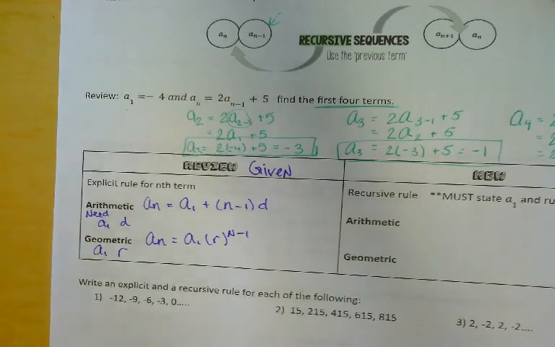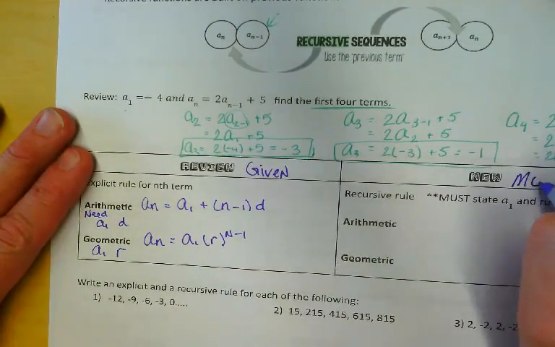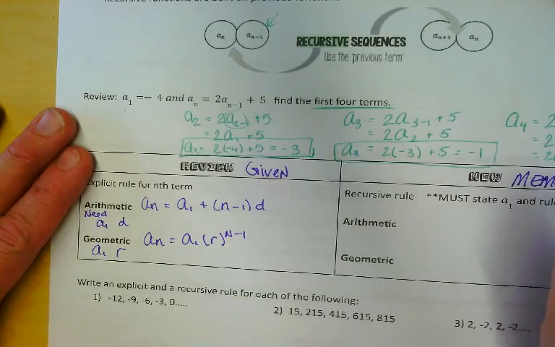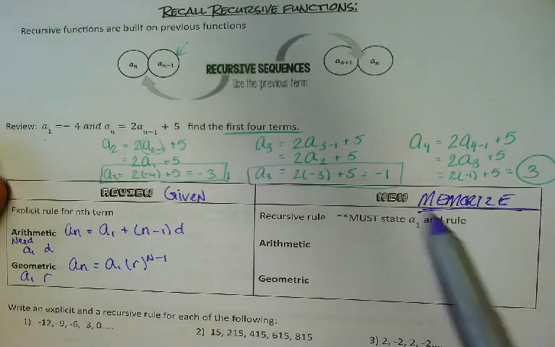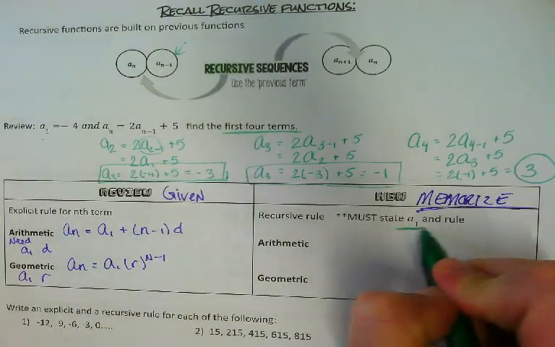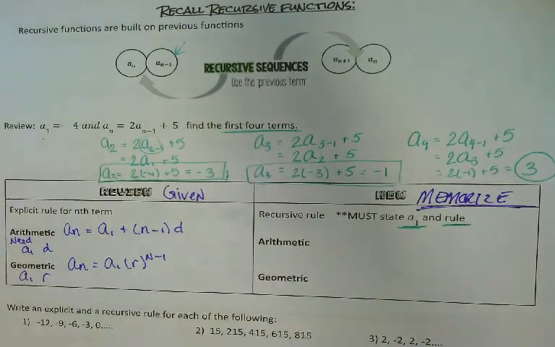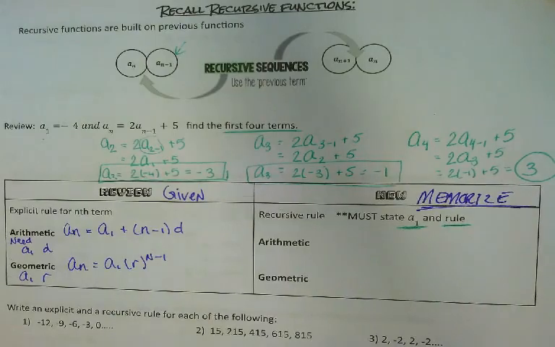The one that's not given, the one that you have to memorize or be able to come up with, is the recursive. Or talk yourself through. So you do have to make sure you memorize any of this recursive stuff. You have to do 2 things. You have to state a sub 1, and you have to state the rule. Okay, and this is not on the formula sheet. It never will be. It won't be on the board. You got to know it.